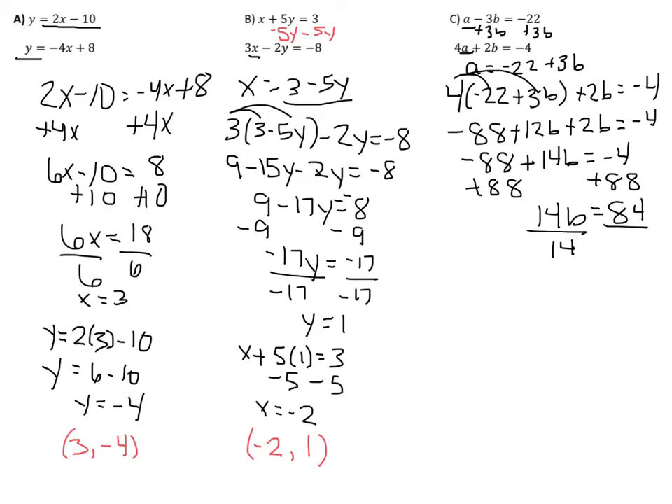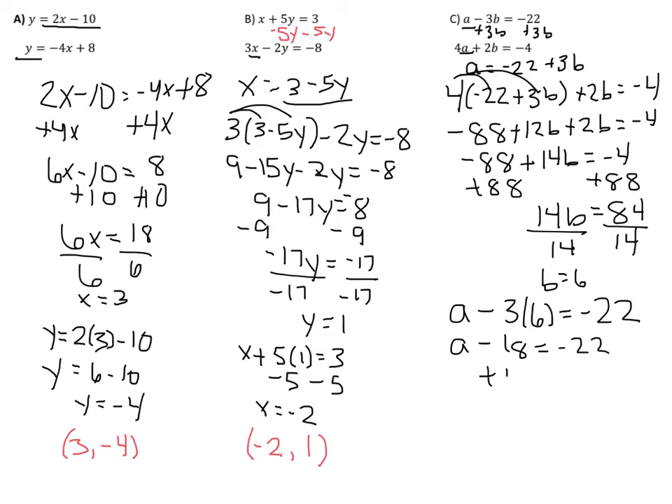Then I'm going to divide by 14 on both sides, so I'm going to have b equals 6. I can plug that back in. I'm going to plug it into my first equation. It doesn't matter which one I plug it into. When I plug this in, I'm going to end up with a minus 18 equals negative 22. I'll add 18 to both sides.